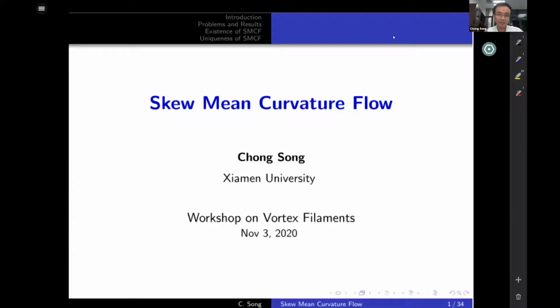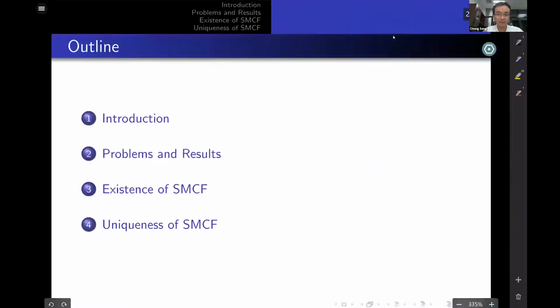Okay, today I will talk about the skew curvature flow. I'm sure yesterday Professor Cassian must have talked about it a little bit, which I missed, unfortunately. So we will start with a bit of introduction, and then I will introduce main results and some open problems. And then finally, I will briefly introduce the idea of proof.